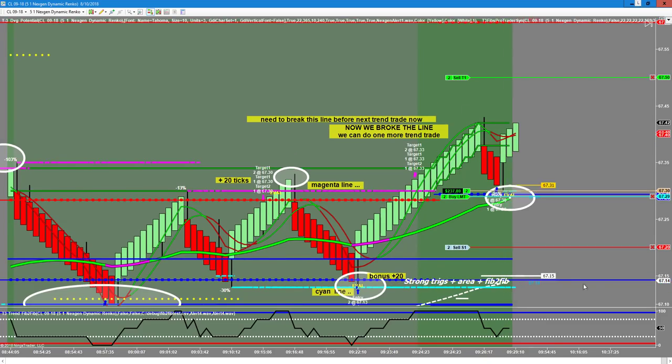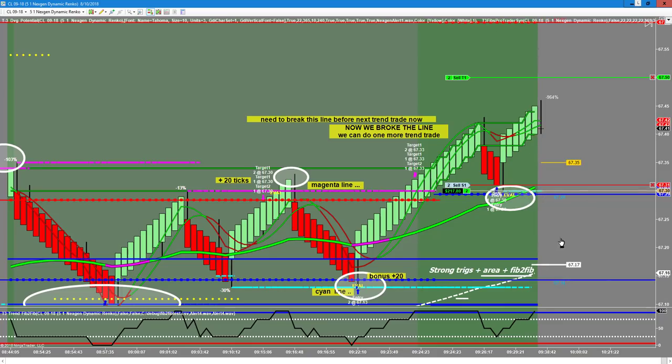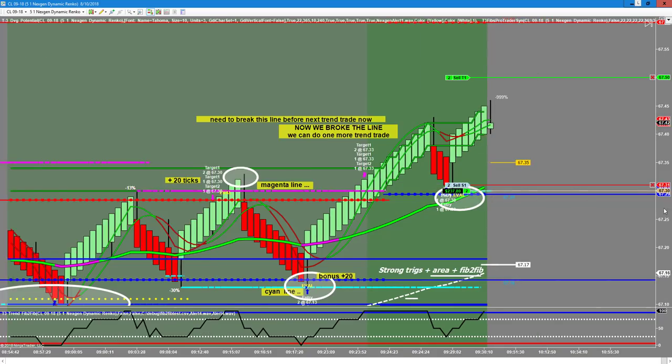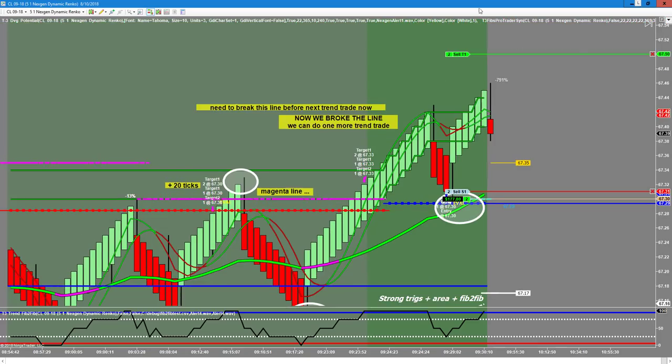No divergence at the top. Synthetic triggers are going strong. Let me move my stop around here. And again, look, up there at some higher areas, obviously we've got our target at 67.50.